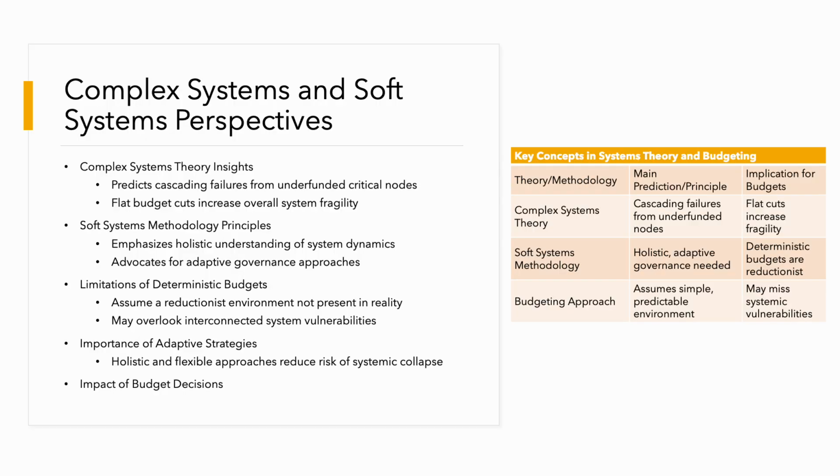Complex systems theory predicts cascading failures where critical nodes are underfunded. Soft systems methodology reinforces that public IT systems are irreducible and constantly evolving. Deterministic budgeting assumes the opposite, that systems are simple, static, and independent. This mismatch is why flat cuts consistently produce unintended failures.